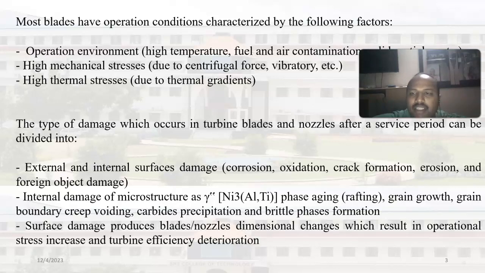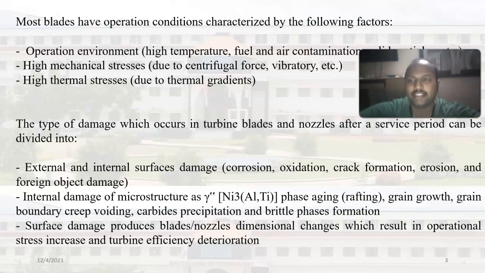This type of damage can be divided into two types, that is external surface damages and internal damages. Surface damages are mainly caused by corrosion, oxidation, crack formation, erosion and foreign object damage. The internal damages are due to phase aging, grain growth, grain boundary creep voids, and maybe brittle phase formations. These are some of the factors that mainly help to form the failure.